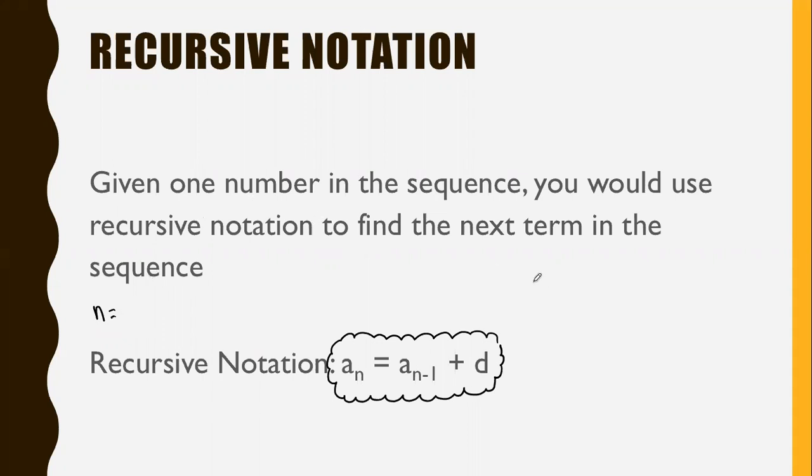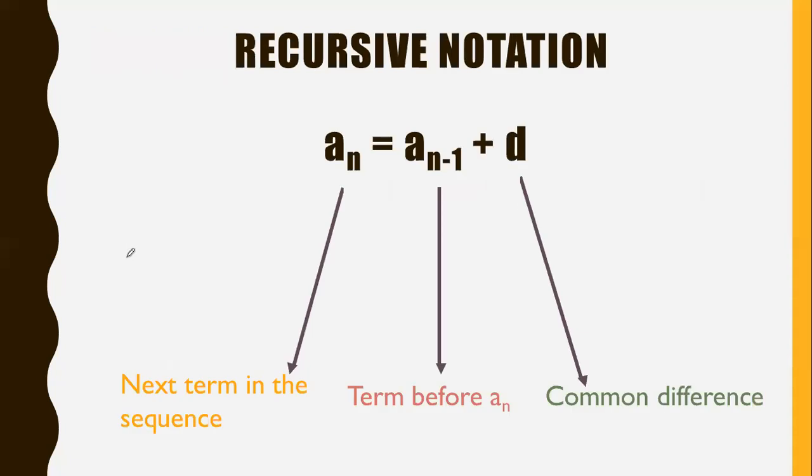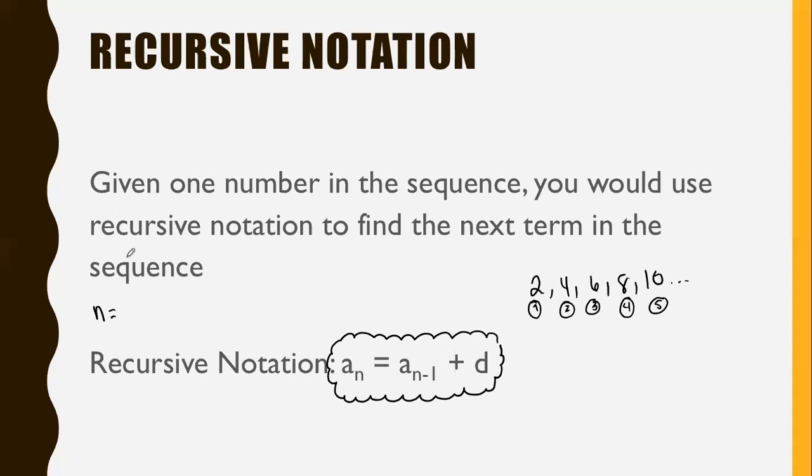So for example, if I had 2, 4, 6, 8, 10, and so on, 2 is the first number in the sequence, 4 is the second number, 6 is the third number, 8 is the fourth number, and 10 is the fifth number in the sequence. So this is how you figure out the term before your next one. It's the term number, which part of the sequence it is in.